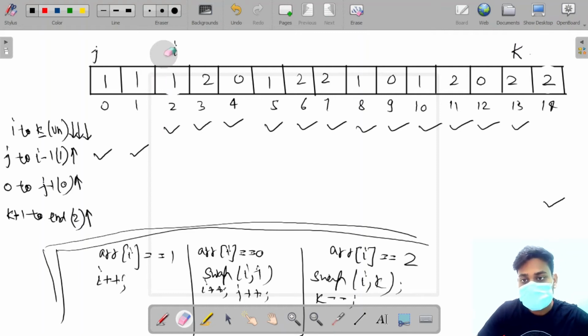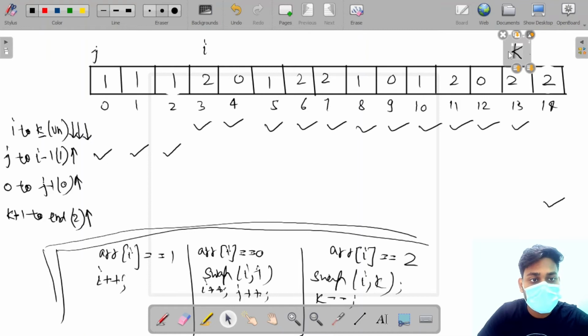So let's again traverse it. Again, the value of AR of I equal to 1. We again increase the pointer. We again define the region. Now the region decreases and the value of 1 increases. Again, the value is 2. What we have to do? We have to swap it. So the value is same, so we don't need to swap, just decrease the value of K.